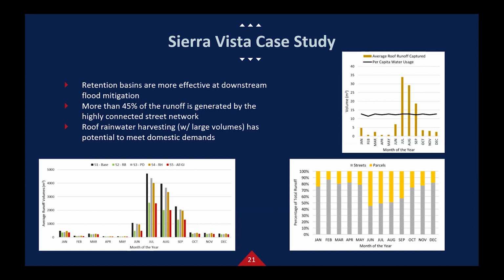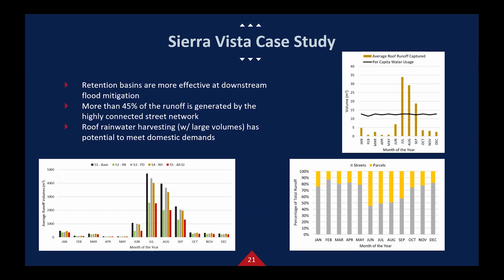There was still some capture, but the rainfall volume itself wasn't enough to capture a lot of water to begin with. But then we compared it to the per capita water usage in Cochise County, which Sierra Vista is part of. And that's that black line, which indicates the average monthly water usage. So definitely for the summer months, the roof runoff that we capture can meet those per capita water demands.